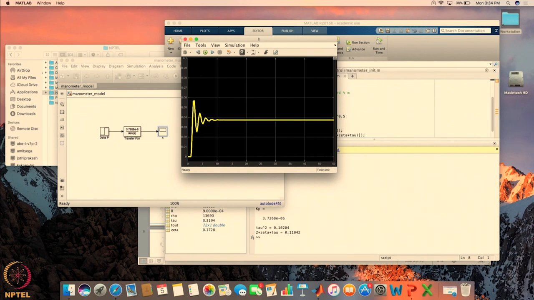So this is how, even in a single system, just by changing a parameter, we can move from overdamped to critically damped to underdamped. So let us now look at these responses in more detail, and what is the effect of these parameters.